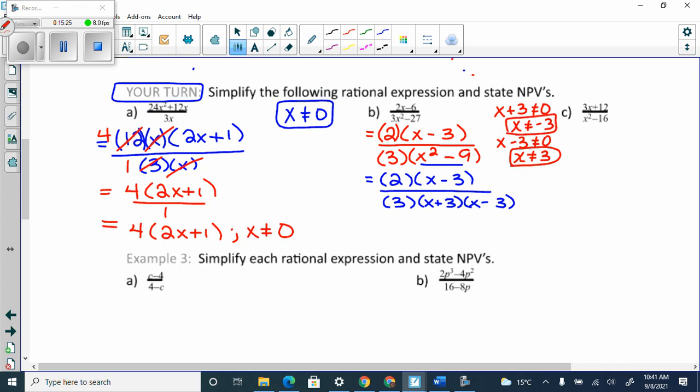Those are my NPVs. Once I've stated my non-permissible values, what can I do? Cancel. So the x minus 3's cross off, and I'm left with 2 on the top over 3x plus 3. In the very last step, the 2 and the 3 don't have to go in brackets anymore, right? There's nothing else I can simplify. If you put them in brackets, you're not wrong. The multiple choice answers just won't have the brackets, okay? So just be prepared for that. And then behind it, we state x cannot equal plus or minus 3.